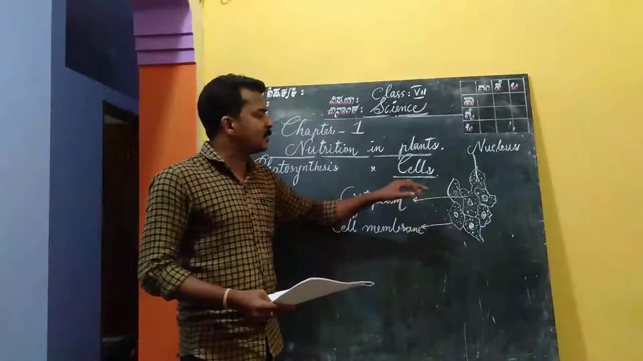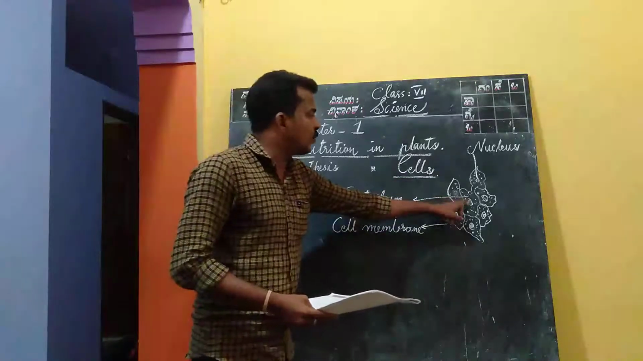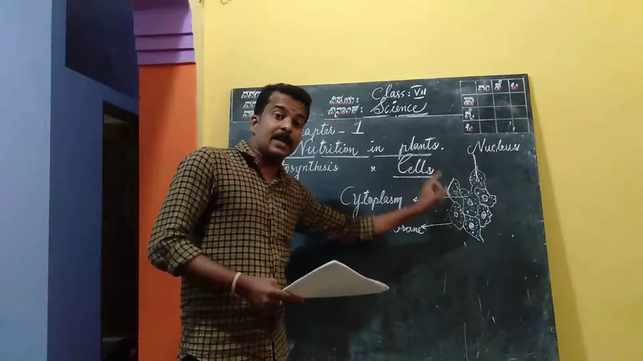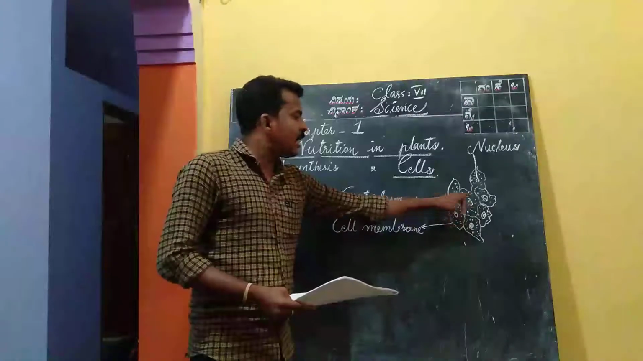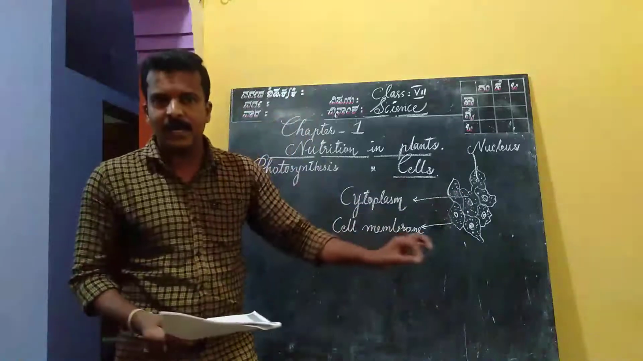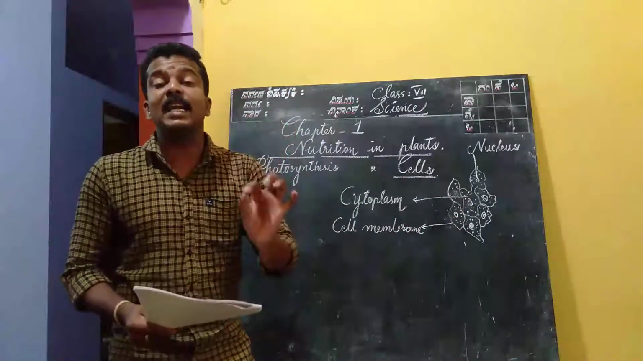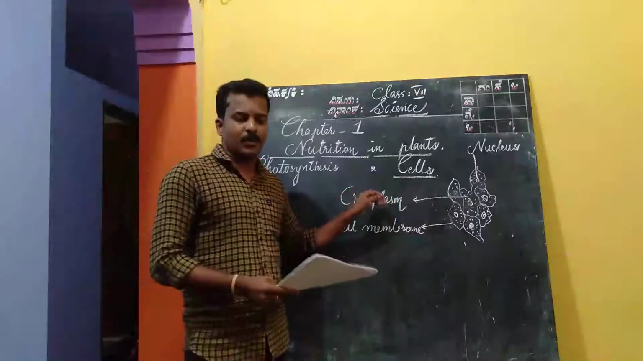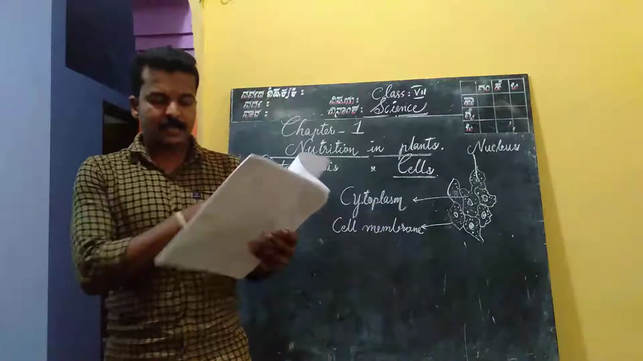And cytoplasm, just now I told you, the nucleus is the spherical structure at the center of a cell, and this nucleus is surrounded by a jelly-like substance, and that is called the cytoplasm. Hope you understand. Okay, turn over the page.